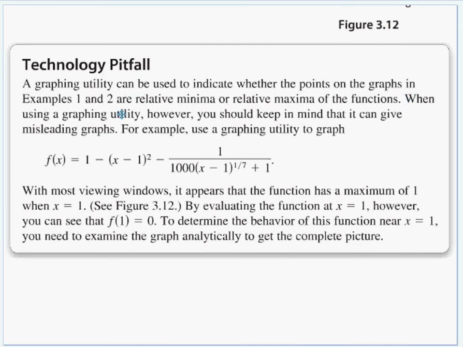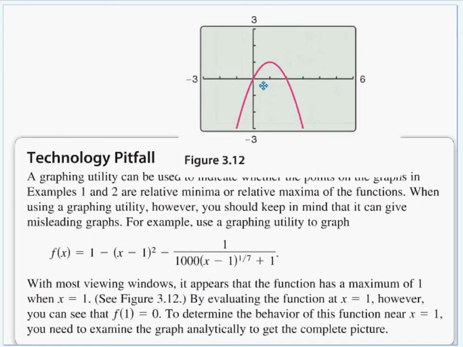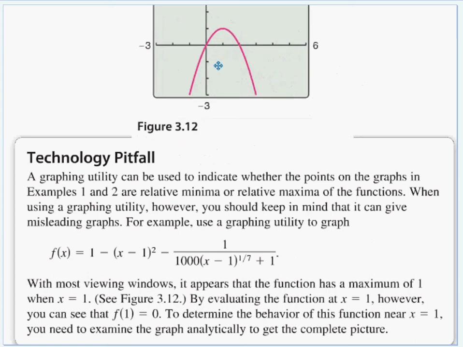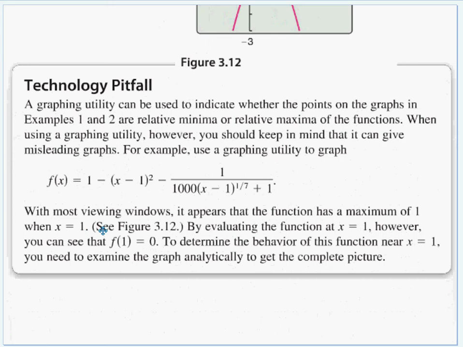For example, if you use a graphing utility to graph this, in most viewing windows, it appears to have a max at 1 when x is 1. So you see 1 here. It kind of looks like we have a peak there at 1. But if we evaluate the function at 1, we'll see that f of 1 is equal to 0. If we put a 1 in here for all of these x's, f of 1 is equal to 0.